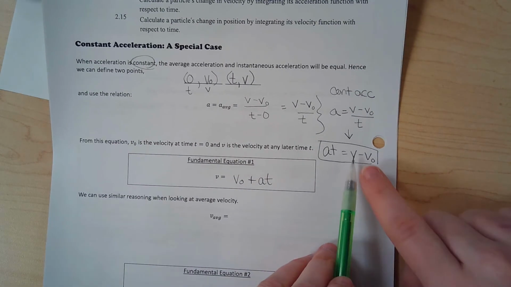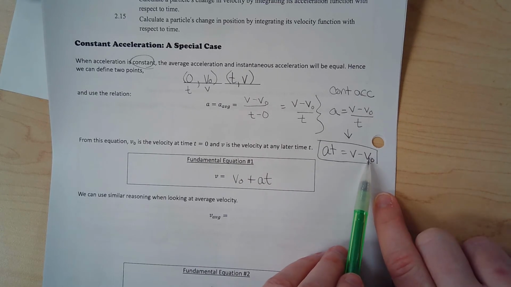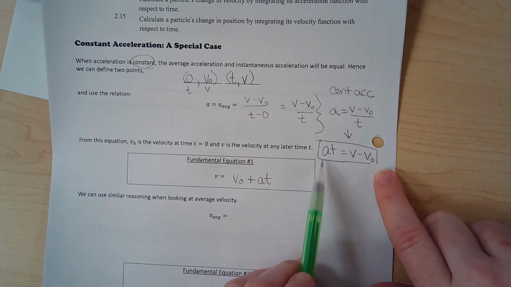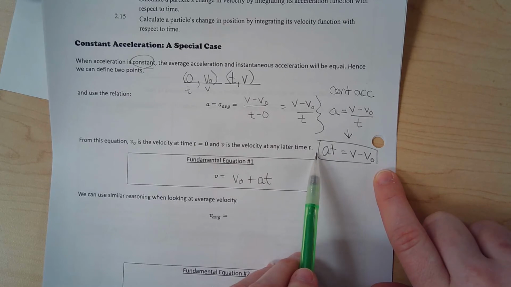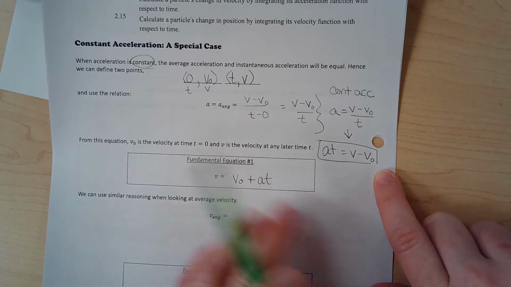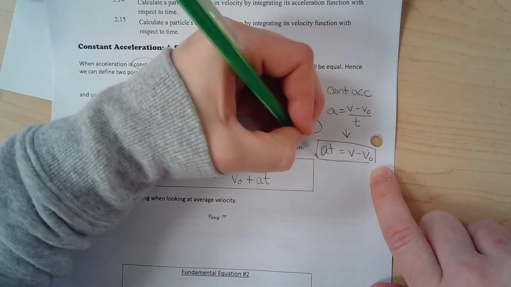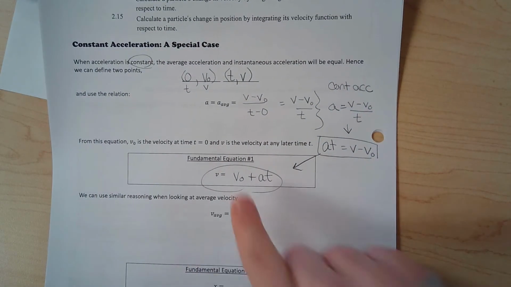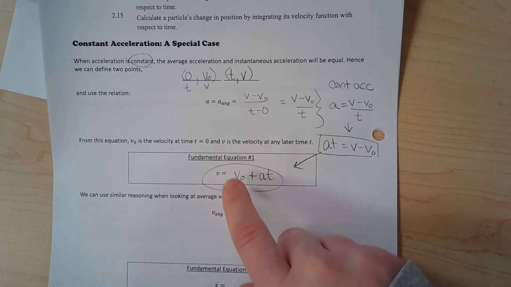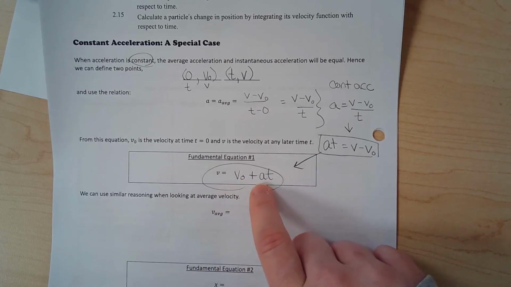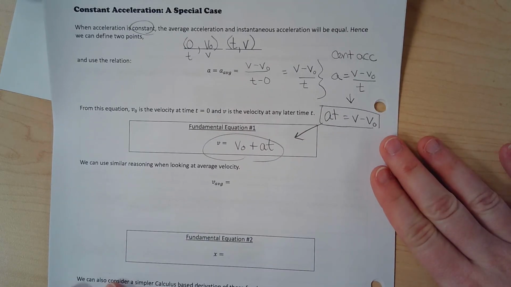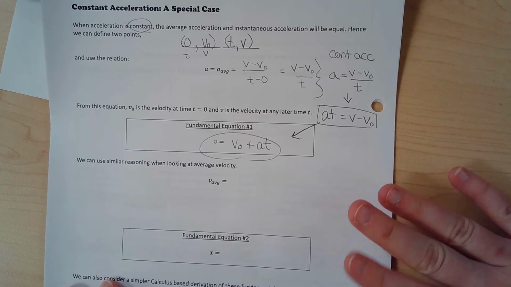Now if you don't see that, that's right here. If we move this over here, we have a positive original velocity plus at equaling v. So there's that equation. Those two equations are the same, but this equation is what we consider a little more important. So we can find final velocity given original velocity, acceleration of the particle, and the time of our problem.